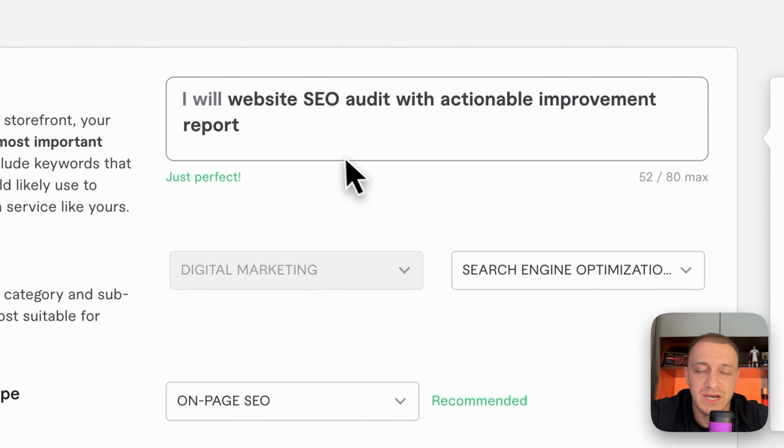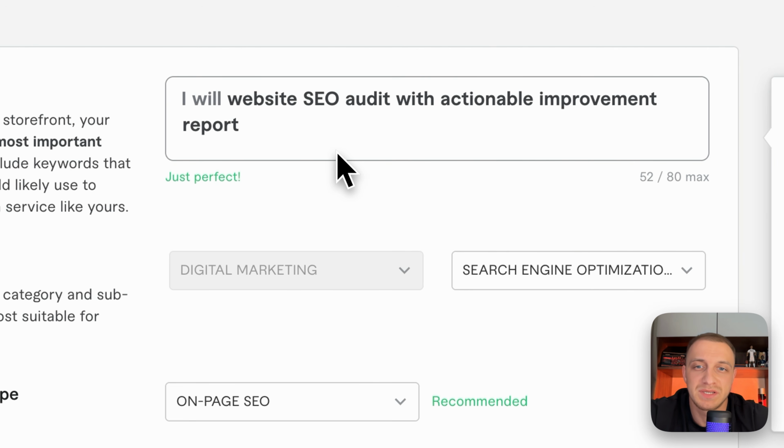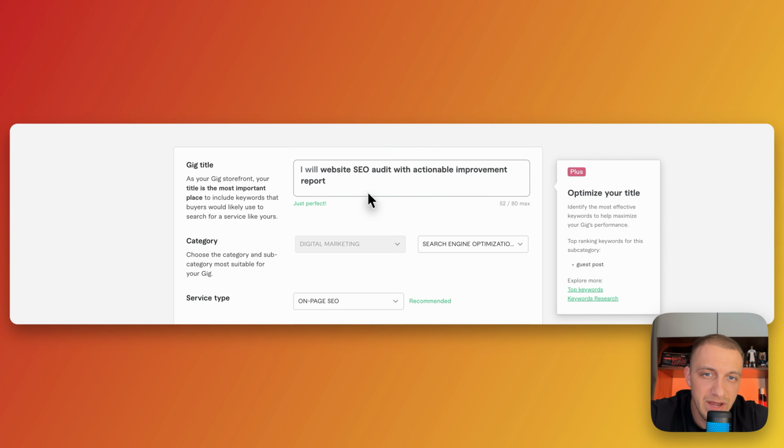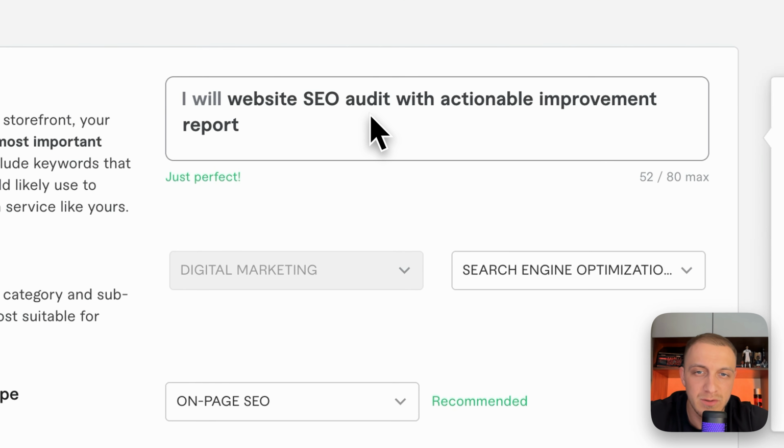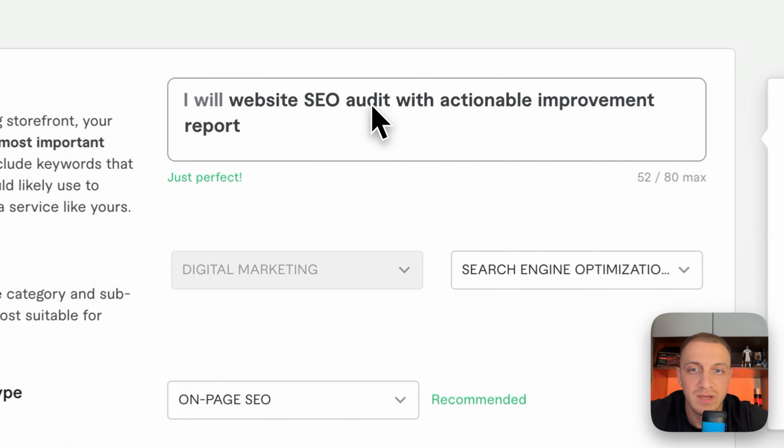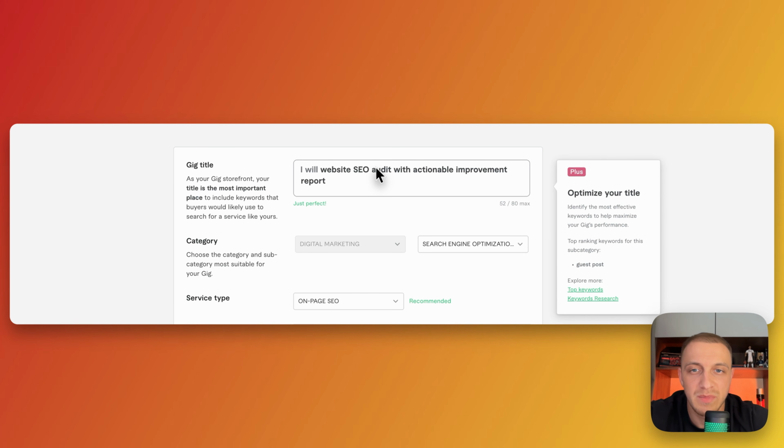Next is your gig title. My advice here is simple. Don't try to be creative. Try to be clear. The buyer should understand what you are selling in a few seconds. In my case, I'm selling SEO audit, so I will do a website SEO audit with actionable improvements report. The service immediately becomes obvious.